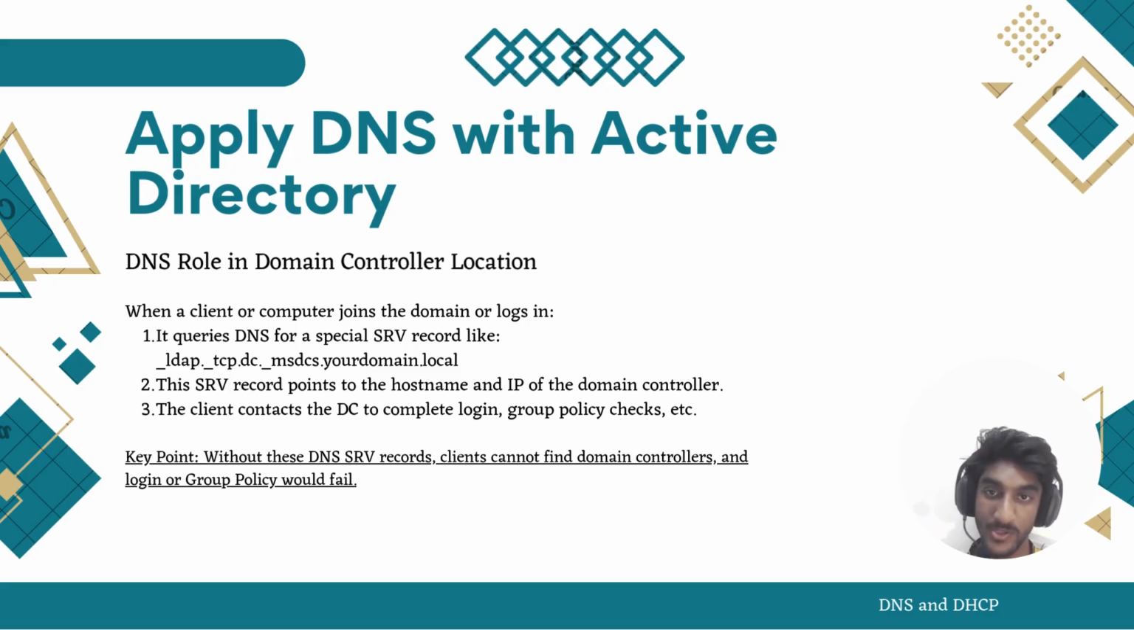When a client or computer joins the domain or logs in, first it queries DNS for special SRV records like _ldap._tcp.dc._msdcs.yourdomain.local. Then this SRV record points to the hostname and IP of the domain controller. Third, the client contacts the DC to complete login, group policy checks, etc. Key point: without these DNS SRV records, clients cannot find domain controllers and login or group policy would fail.